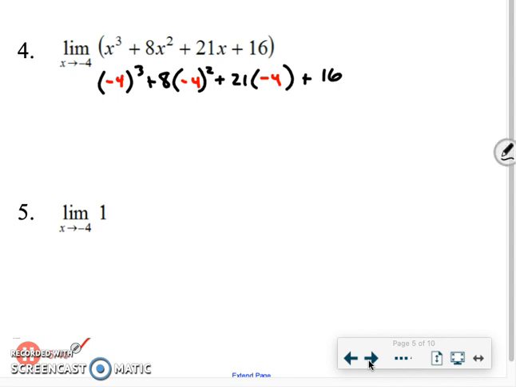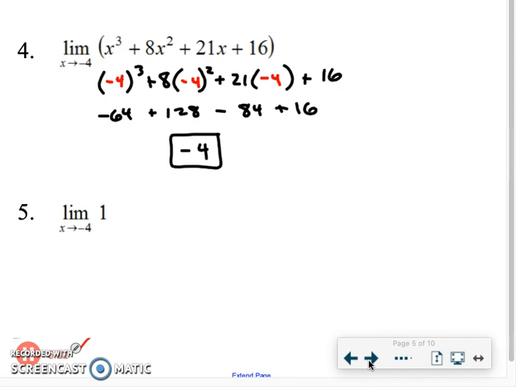Everywhere we see an x, we put a -4. So in cleaning this up, if we take a look at -4 cubed, that's -64. Let's see, -4 squared is going to be 16. 16 times 8 is now positive 128. Whereas -4 times 21 is -84, and plus 16. So if my next move is to add these all together, that's going to be -4, our final answer.